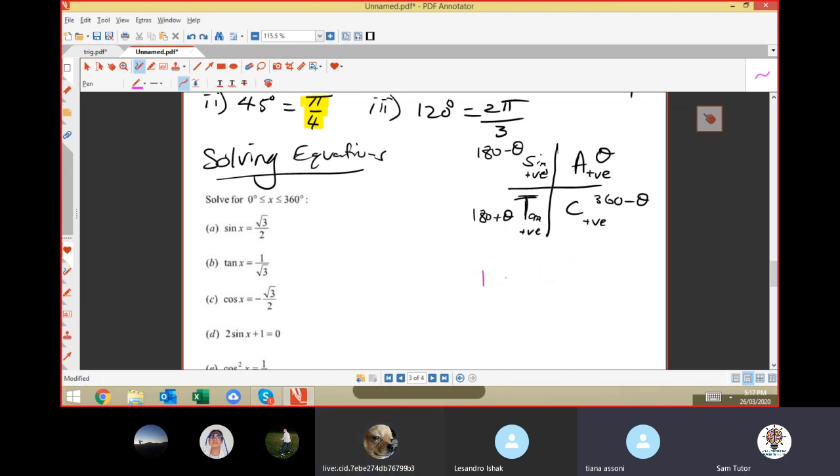Let's do it again and make it into sine theta equals √3 on 2. Is that positive or negative? Positive. There's no negative sign in front. That's positive, so it's in S and A. Sine is positive in S and A. Where is sine negative? It would be in T and in C.